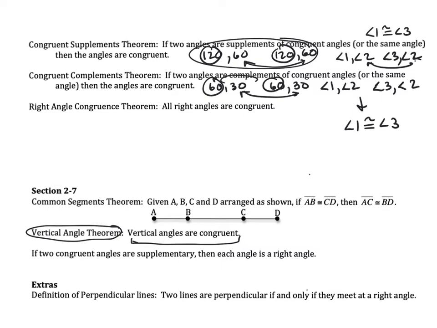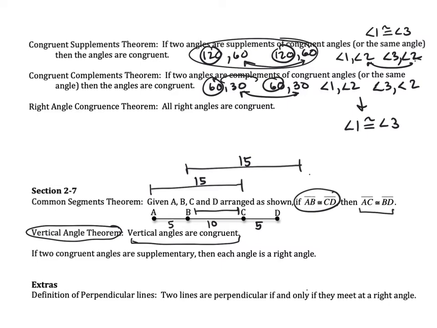The common segments theorem, I did that out of order, but the idea is if AB and CD are congruent, then when I look at AC and BD, since AC and BD both contain that segment BC, then they would have to be congruent. So just think of the numbers here. Let me make up some numbers. Let's say this was 5, and this was 10, and this was 5. What I would be saying is that 15 is equal to 15.